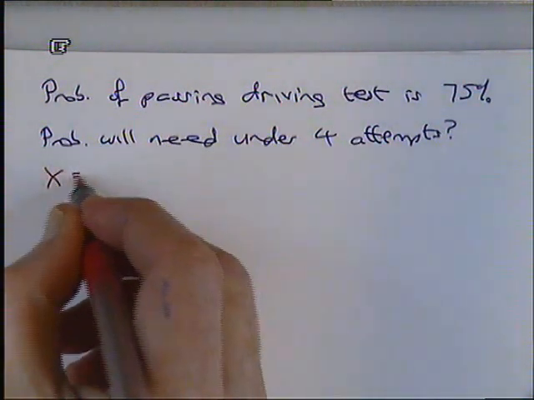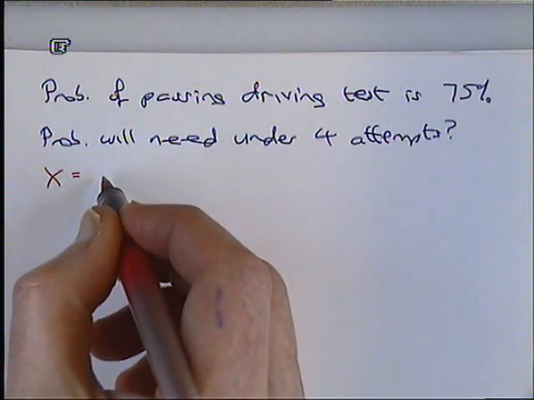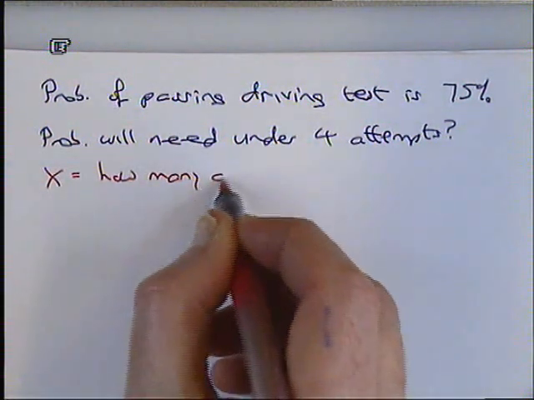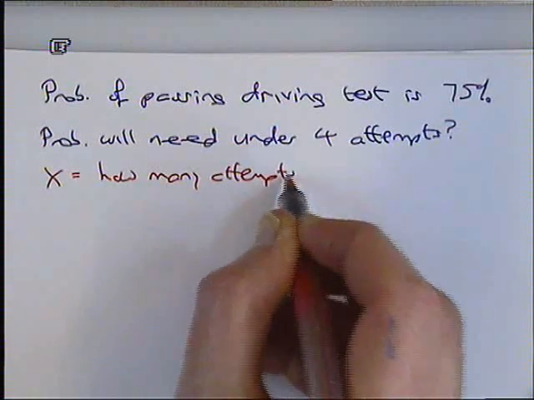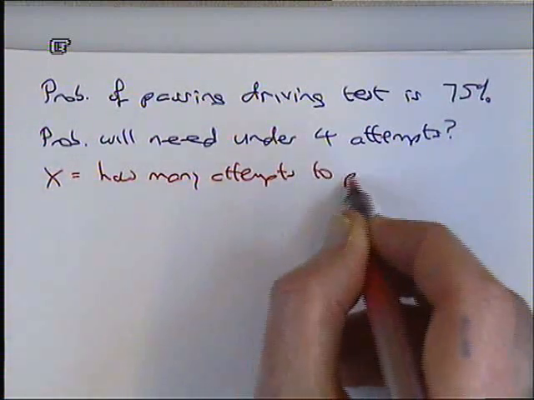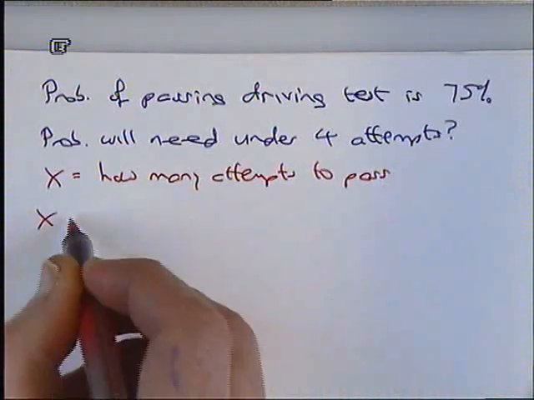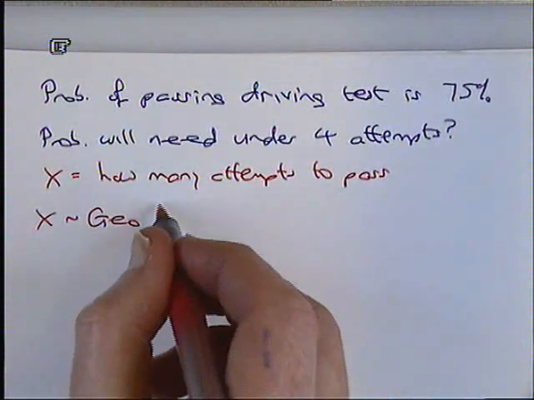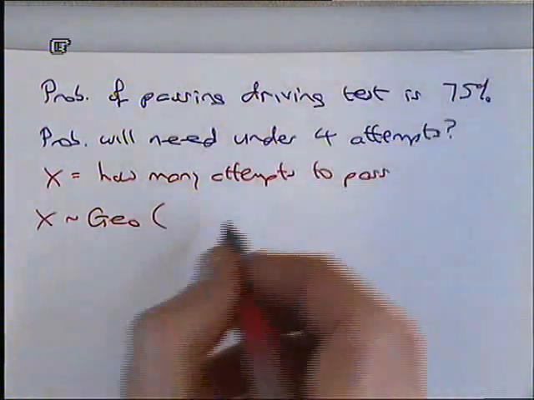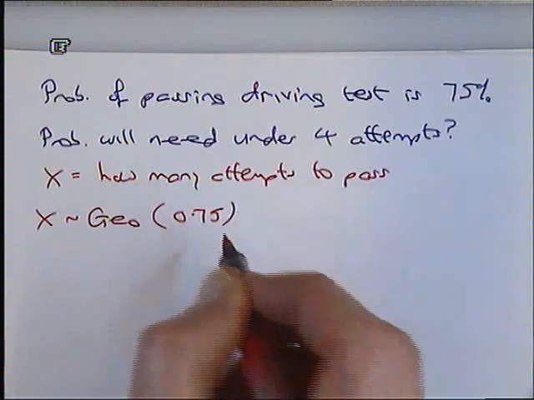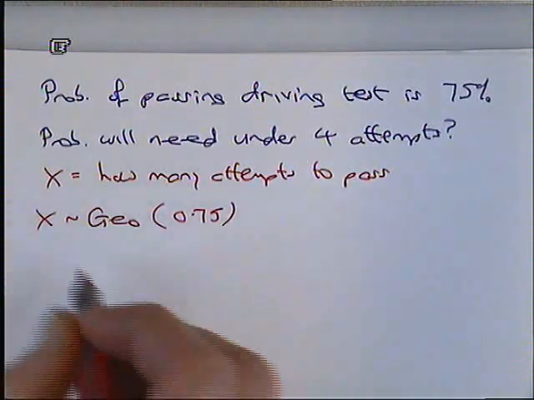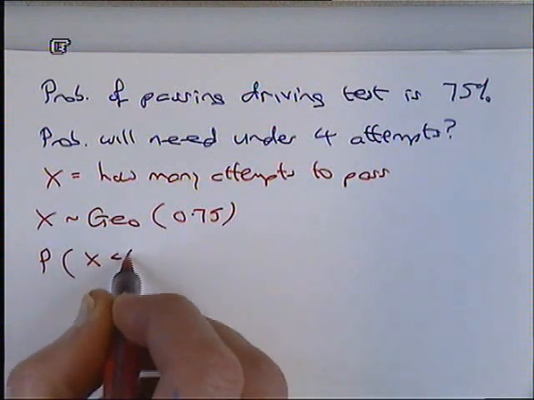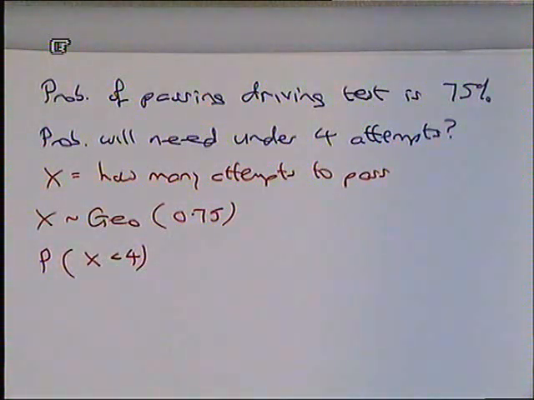So our variable here, x, will be how many attempts they need to pass. And x will follow the geometric distribution because they're going to keep going until they do succeed. And the probability of success is 75%, or 0.75. And we want to know the probability they will take under 4 attempts. So x is less than 4.